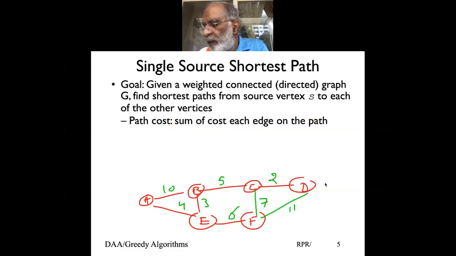If I'm taking the path A, E, F, the cost of the path A to F is the cost of edge A to E plus the cost of edge E to F. And that is essentially what we'll look at and do in that part.